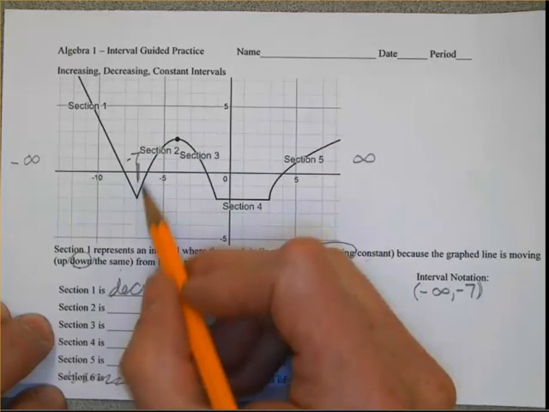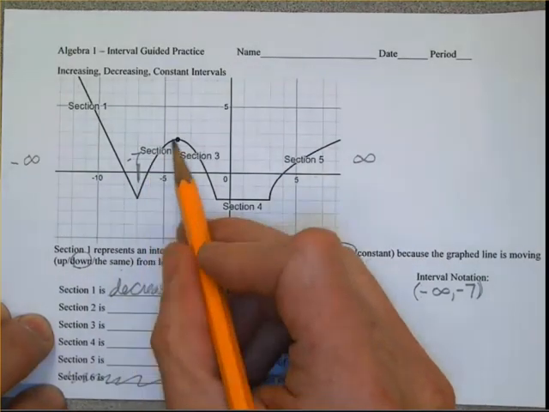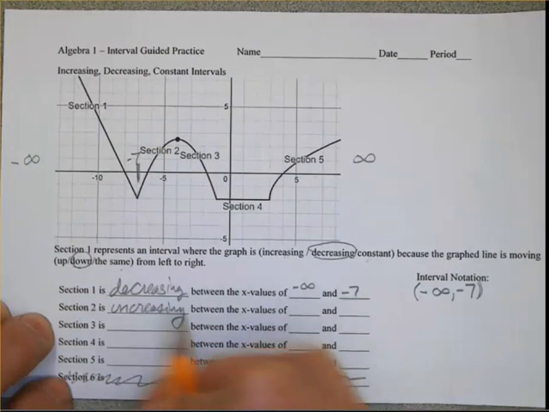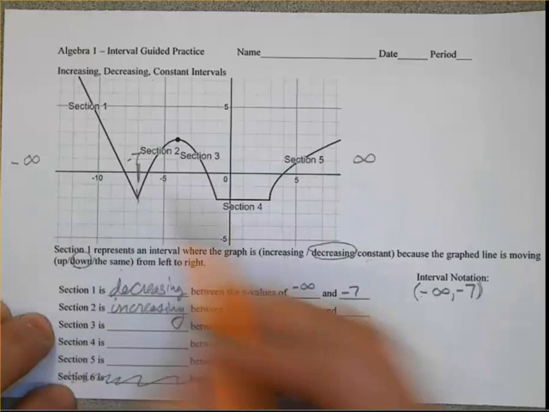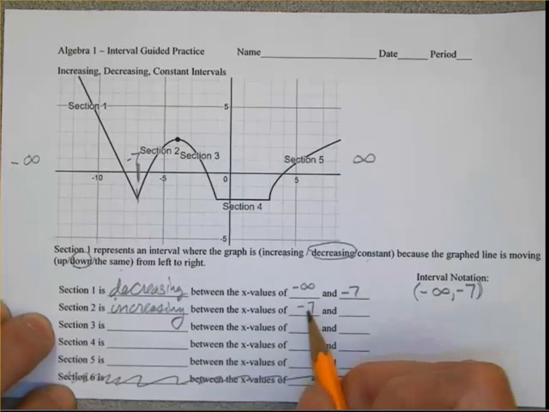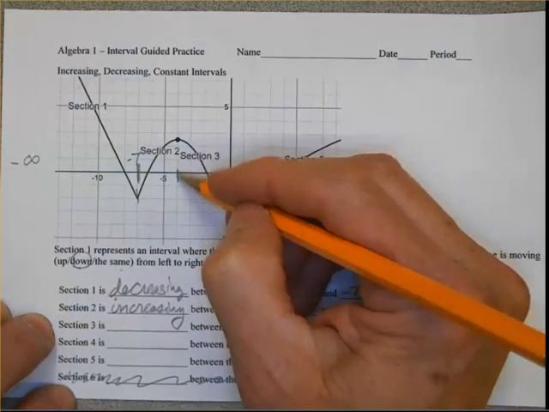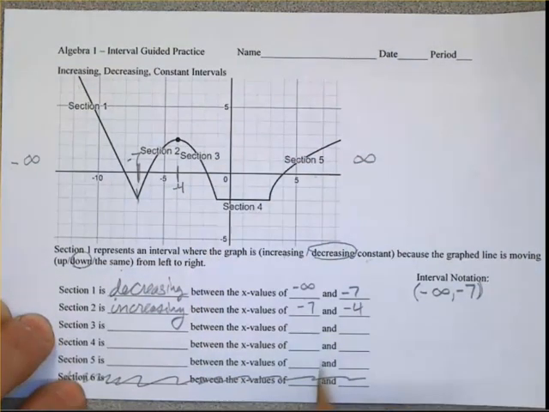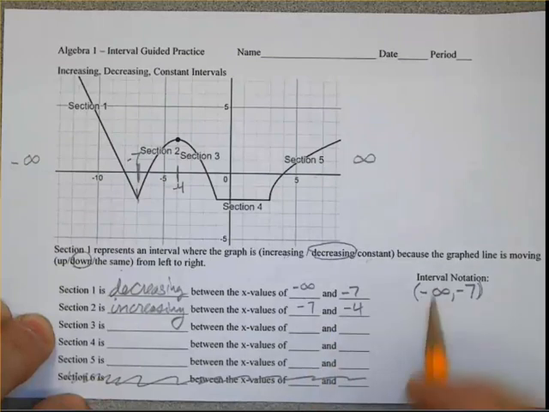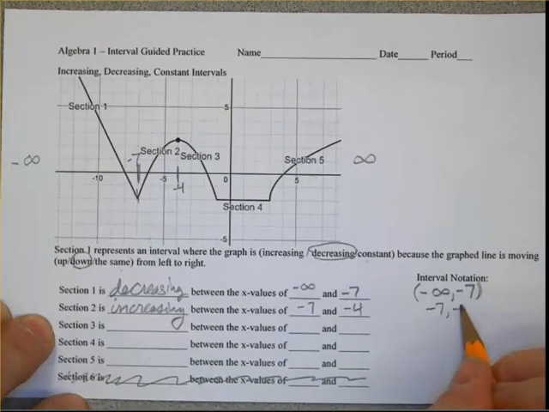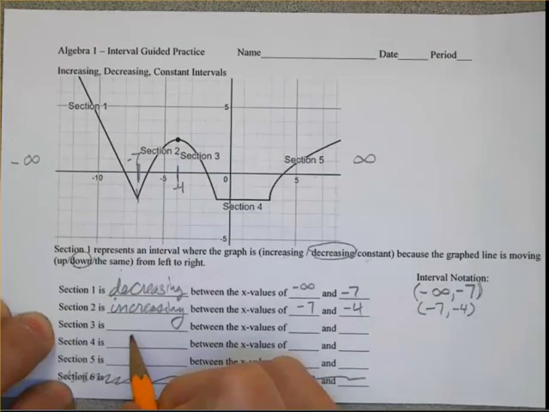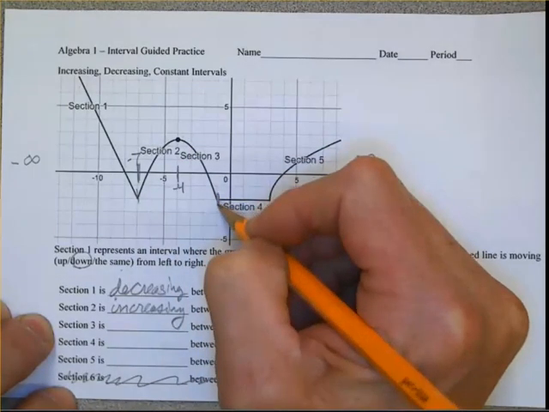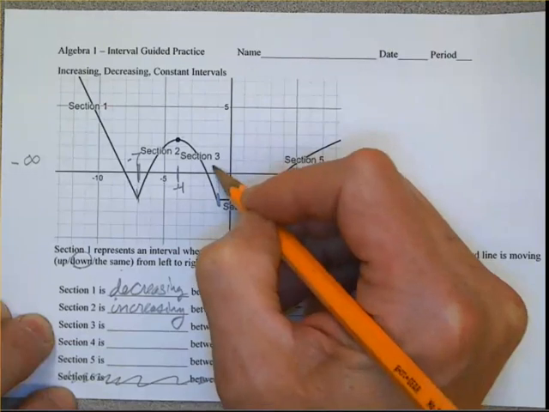So now on section 2, it looks like it's going up from left to right, so we would call that increasing. And we already know that it starts right at negative 7 on the x values, but it stops right here, which looks like negative 4 to me. So it's increasing between the x values of negative 7 and negative 4, and we know we get parentheses on both ends. Section 3, on the other hand, it's going down again, and it stops going down when I get to here. That's at negative 1 on the x-axis.